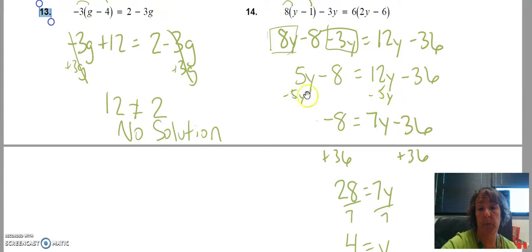So undo a variable. You can either do minus 5y or you could do minus 12y. Either way will work. From here then you should be like, oh good, I know how to do this. It's just a two-stepper. Go ahead and add 36 to both sides. And you get 4 equals y, or y equals 4. Doesn't matter how you write that.